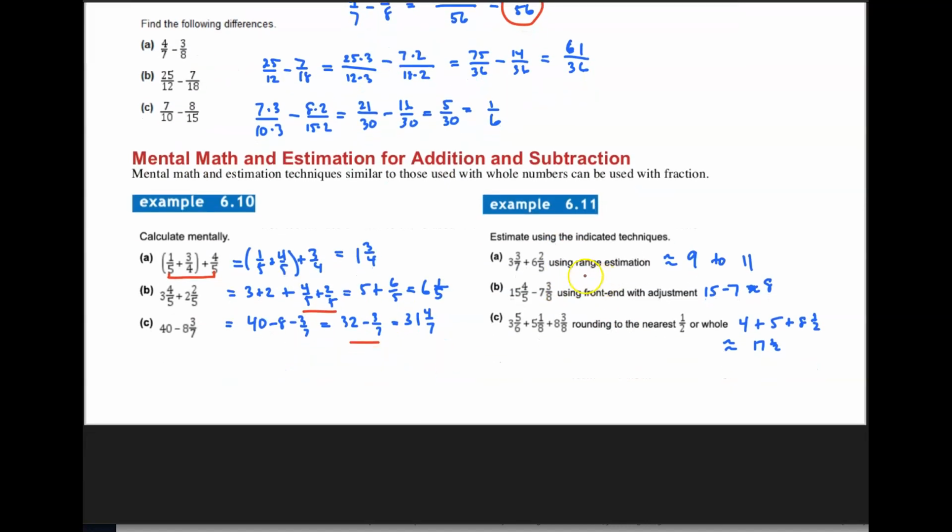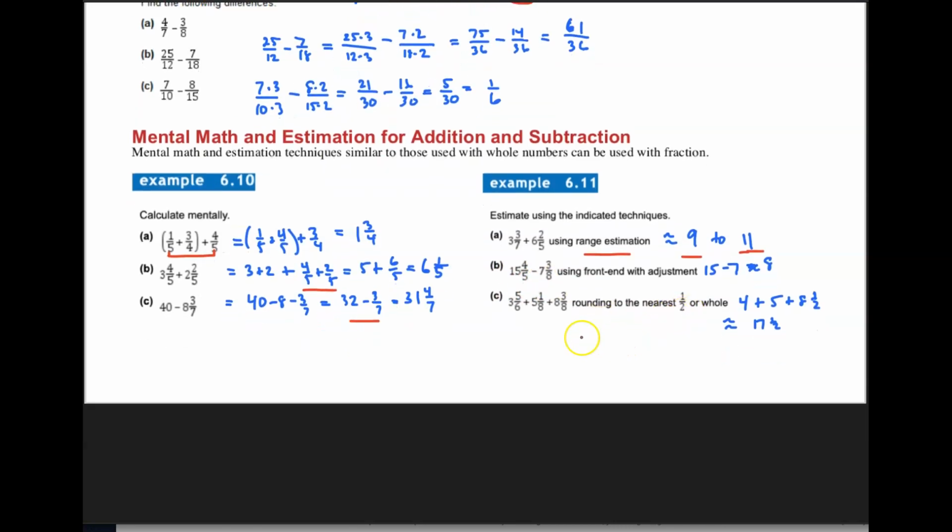And then using range estimation. Range estimation, again, is just give me a number from a low number to a high. I think this answer is, I'm going to turn this into 3 plus 6 would be the low number. Make this a 4 and a 7. High would be 11. Front end with adjustment. So I'm just going to make this 15 and 7. You could also have made this 16 and 8 and so forth, but we're adjusting the front end.